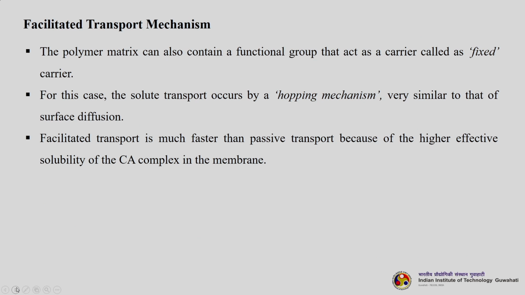So, the polymer matrix can also contain a functional group that acts as a carrier, called a fixed carrier. We have just discussed a fixed carrier membrane. For this case, the solute transport occurs by a hopping mechanism, very similar to surface diffusion. Facilitated transport is much faster than passive transport because of the higher effective solubility of the CA complex in the membrane.